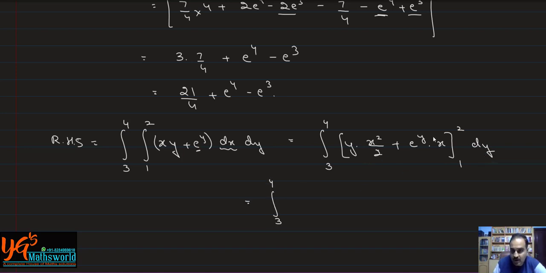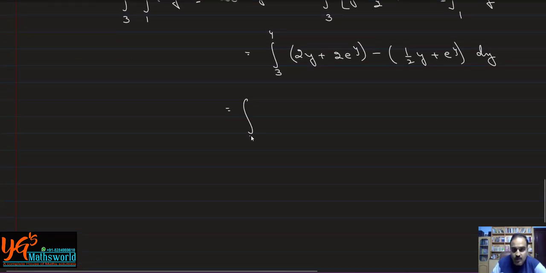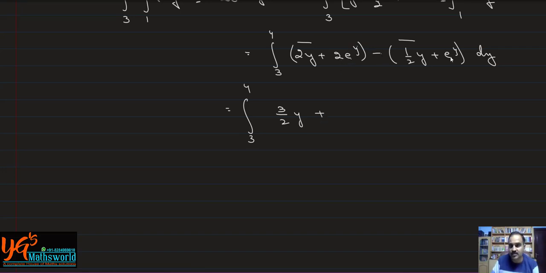So 3 to 4, now upper limit 2, 2 square will be 4, 4 by 2, that will be 2, 2y plus 2 times e raised to power y, minus lower limit 1, so 1 by 2 y plus 1 substituting over here, e raised to power y and dy. So 3 to 4, now I am subtracting 2y minus 1 by 2y, 4 minus 1 is 3, 3 by 2y plus 2e raised to y minus of e raised to y, so it will be e raised to power y, and then we have dy. So integrating with respect to y now, 3 by 2 integration of y will be y square by 2 plus e raised to power y as it is within the limit 3 to 4.